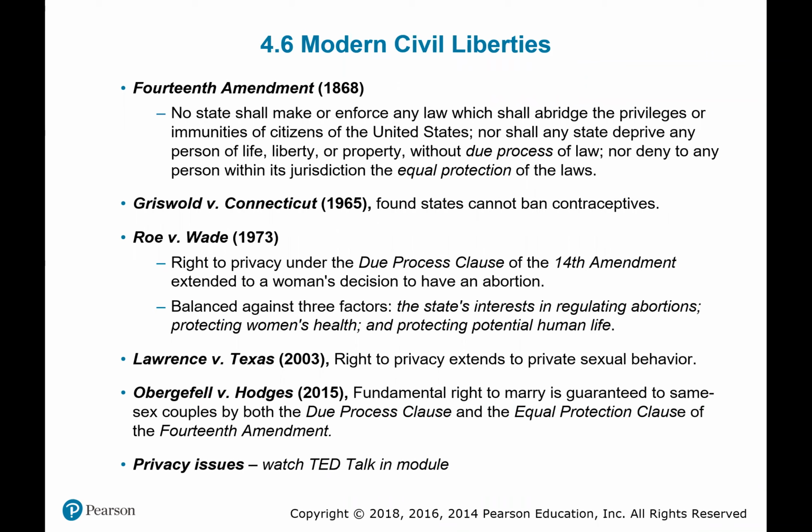So modern civil liberties, you have the 14th Amendment, which we discussed, which was kind of the basis for a lot of these. Griswold v. Connecticut found states cannot ban contraceptives. Roe v. Wade, there's a right to privacy under the Due Process Clause of the 14th Amendment, and that extended to women's decision to have an abortion. And this was balanced against three factors: the state interests in regulating abortions, protecting women's health, and protecting potential human life. And then we also have the 3-trimester breakdown in that test.